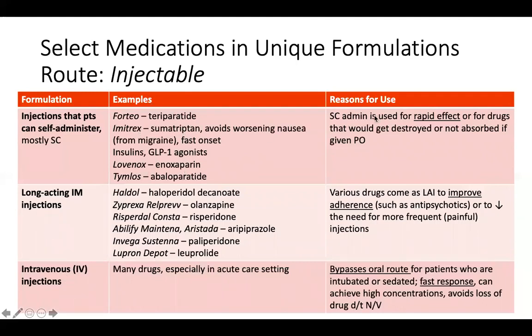And then reasons for use, so subcutaneous, usually used for rapid effective drugs that would get destroyed if given PO, sorry. And then IM injections, so various drugs come as long-acting injections to improve adherence, such as antipsychotics, like we discussed before, or to decrease the need for more frequent or painful injections. And then IV injections, so these bypass the oral route for patients who are intubated or sedated. These also have a fast response and can achieve high drug concentrations, also avoid loss of drug due to nausea and vomiting.